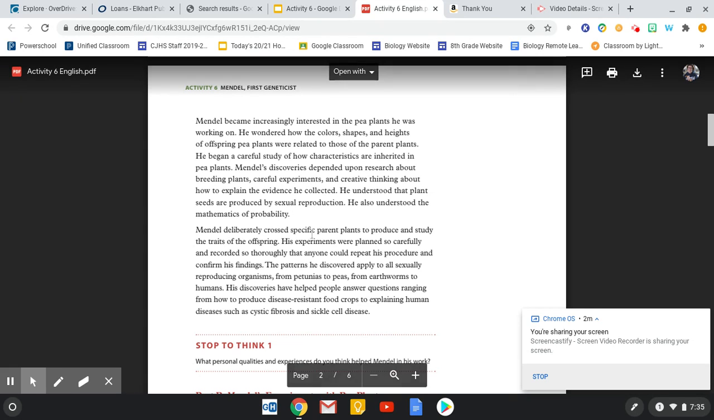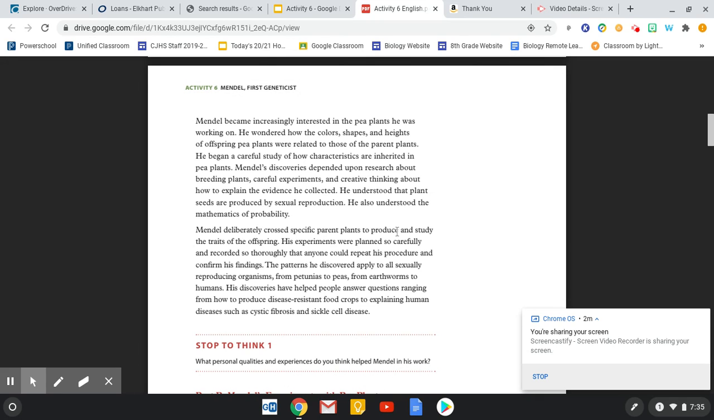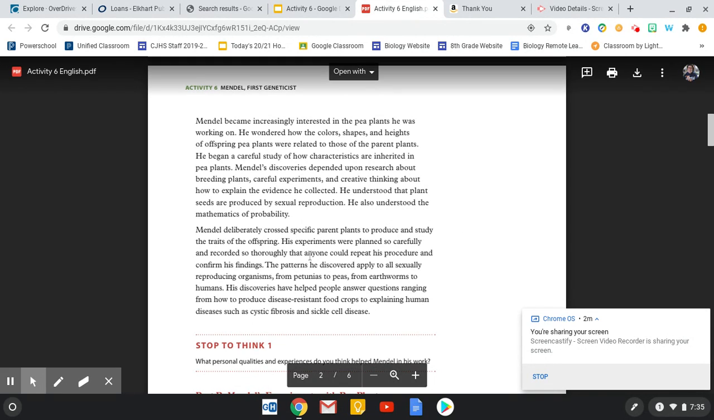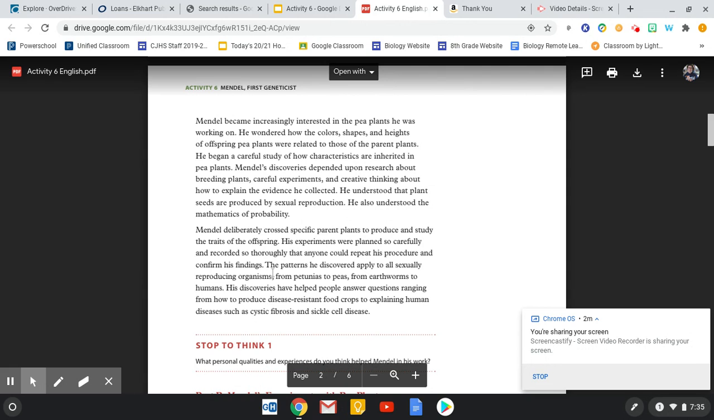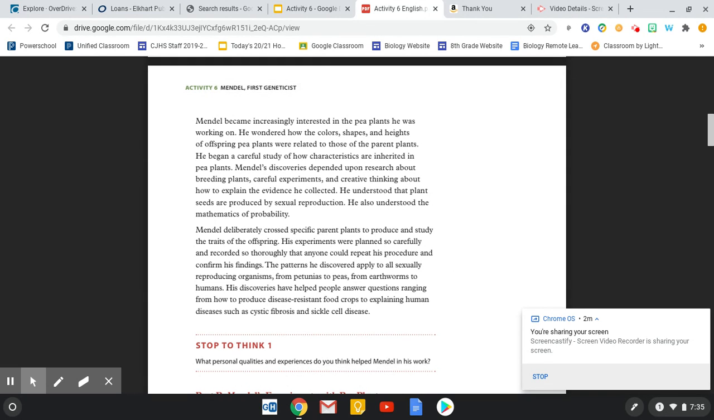Mendel deliberately crossed specific parent plants to produce and study the traits of the offspring. That meant he picked and chose. His experiments were planned so carefully and recorded so thoroughly that anyone could repeat his procedure and confirm his findings. The patterns he discovered applied to all sexually reproducing organisms, from petunias to peas, from earthworms to humans.